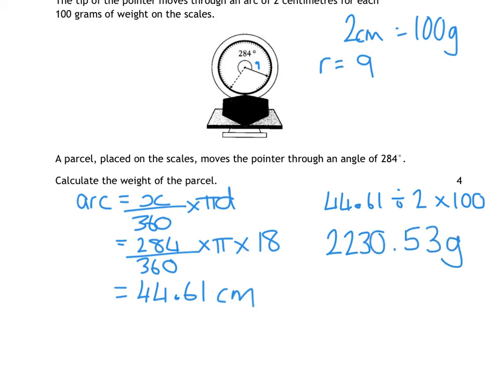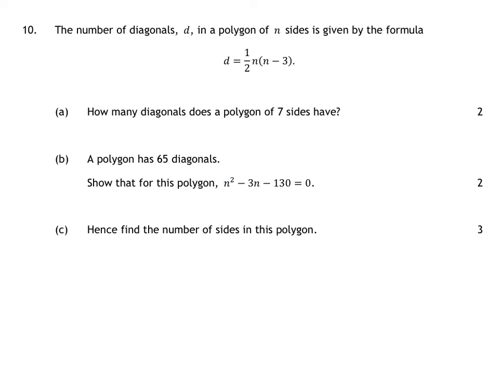2230.53 grams. Just to remind you, I said every 2 centimetres is 100 grams. So I divided that by 2, and technically I got 22.31, but I've kept it exact in my calculator. This is why I've got the 53 creeping in. So that's how many times it was going to move, so that's how many lots of 100 grams I've got. So times that by 100, there's your final weight. I don't like that one, but I hope most people will be able to get arc and at least get something for that.